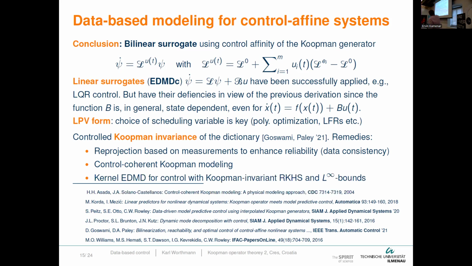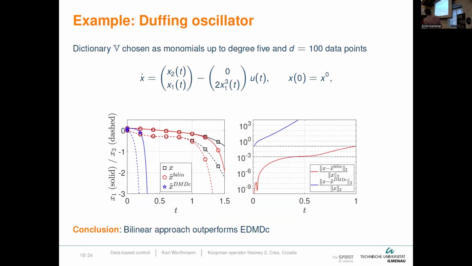And what also works are these kernel EDMD for control approaches. There you have rigorous error bounds, but you run into a bilinear setting. So there is a price we are willing to pay. There are examples where it's worth paying that price due to much better prediction capacities.